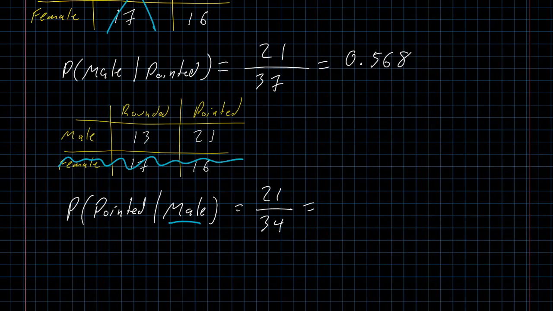And my calculator is happy to tell me that 21 divided by 34 is approximately 0.618. And the real reason that I wanted to go through this example is to just emphasize that conditional probability changes depending on which direction you go. The probability of male given pointed and the probability of pointed given male are not the same probability, and they almost never are.